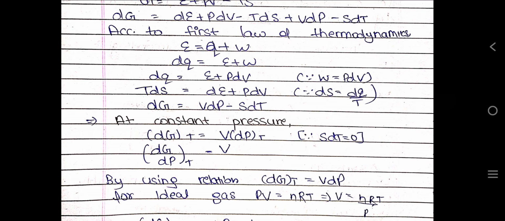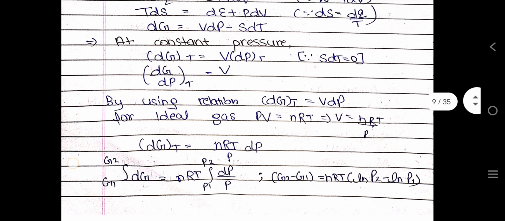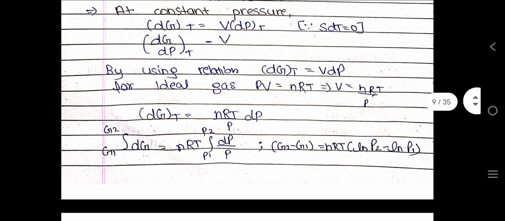Variation of free energy with temperature and pressure. Gibbs free energy G is equal to H minus TS. Equation first: enthalpy H is equal to E plus PV. Equation second: put second in first. We get G is equal to E plus PV minus TS. dG is equal to dE plus PdV plus VdP minus TdS minus SdT.